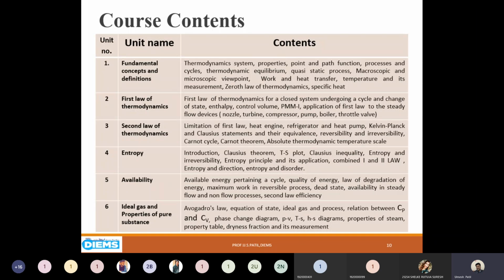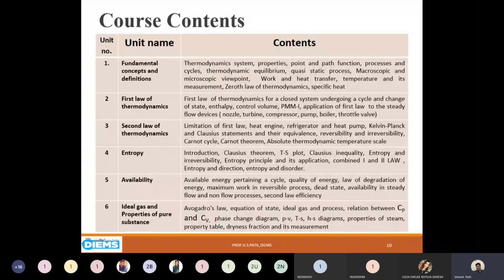Then quality of energy. According to the quality of energy, there may be high grade energy or low grade energy. Here I will give you an example: electrical energy is considered high grade energy and heat is considered low grade energy. We learn in this unit why electrical energy is high grade and heat is low grade energy. Then law of degradation of energy, maximum work in reversible process, dead state, availability in flow and non-flow process, and second law efficiency that we are going to evaluate in unit number 5, availability.